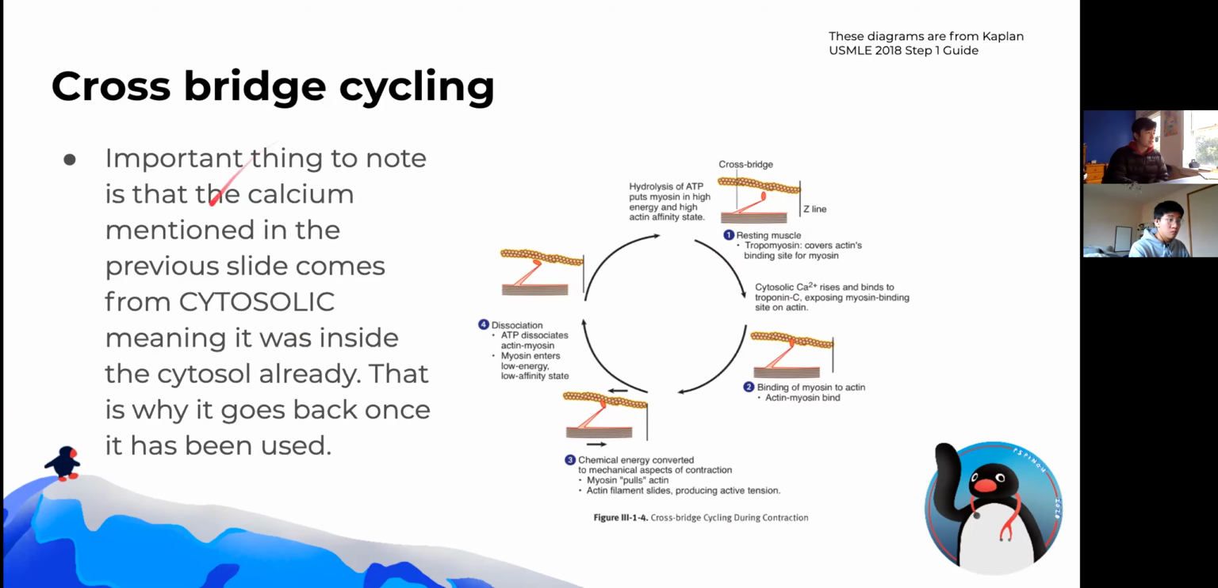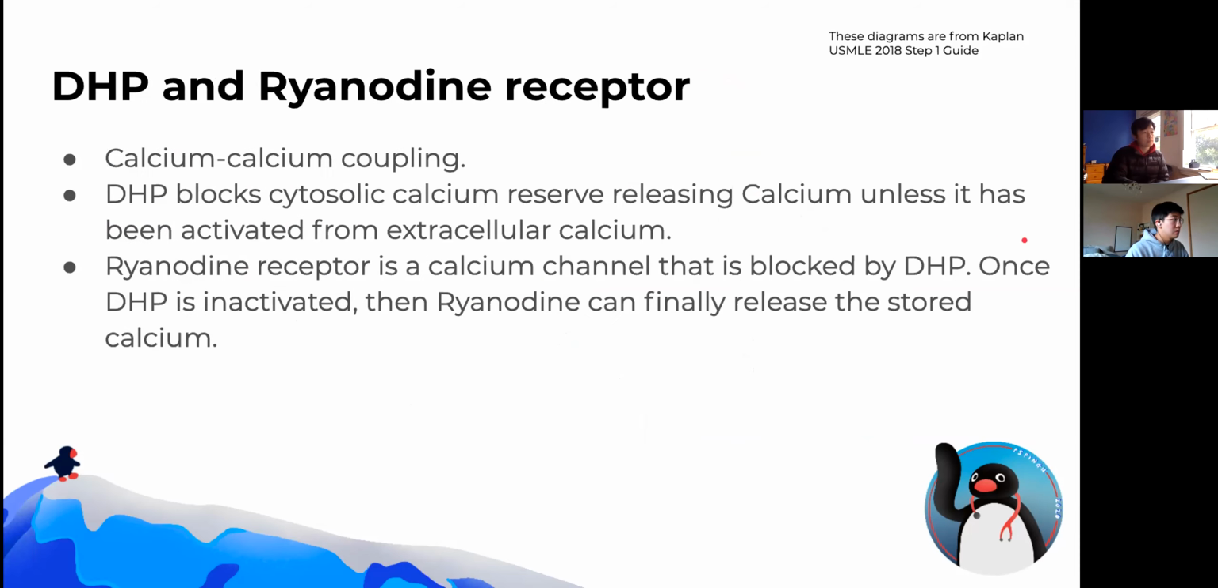So cross-bridge cycling, it's important to note that the calcium mentioned before is coming from two places. One is outside, one is inside. Inside being the cytosolic, meaning it was already inside the cytosol. And this cycle between the myosin and cross-bridge is what we talked about before. I think I've hammered on enough about DHP and ryanodine.